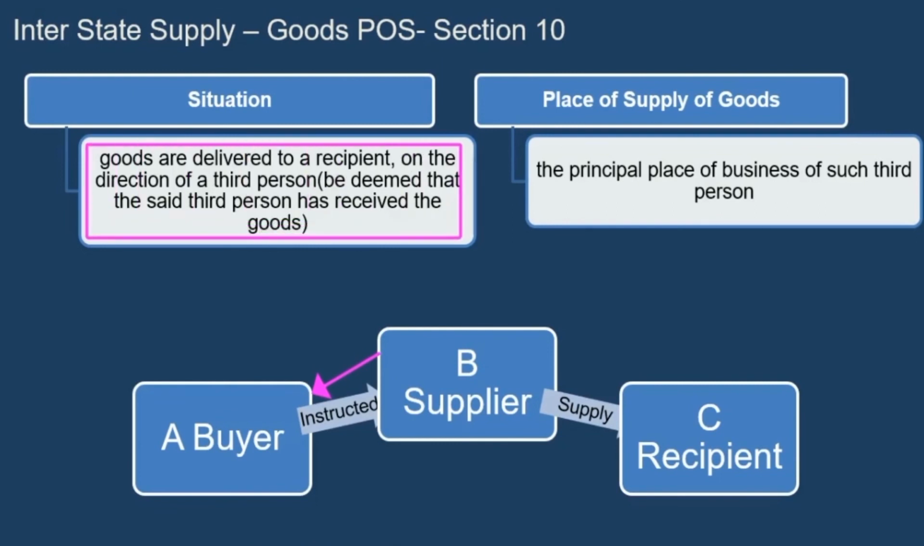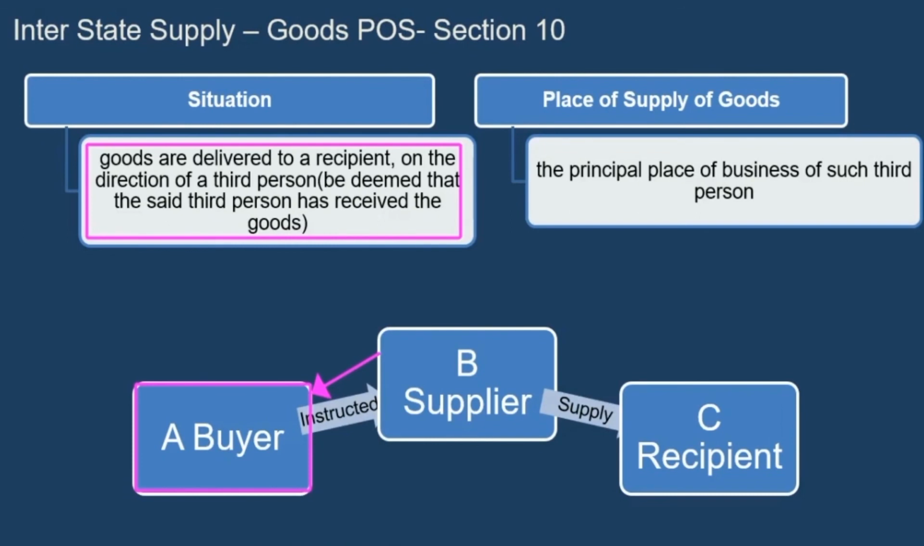Goods are delivered to a recipient on the direction of a third person. B delivers goods to C on the directions of Mr. A. It will be deemed that the third person has received the goods, meaning it is deemed that A has received the goods. So as far as the transaction between A and B is concerned, A is deemed to have received the goods. Is it logical? Yes, it is logical.